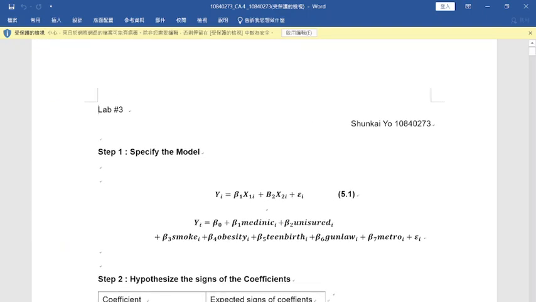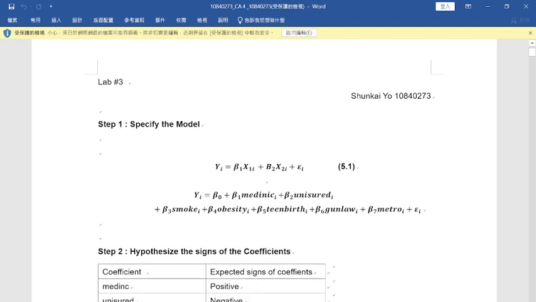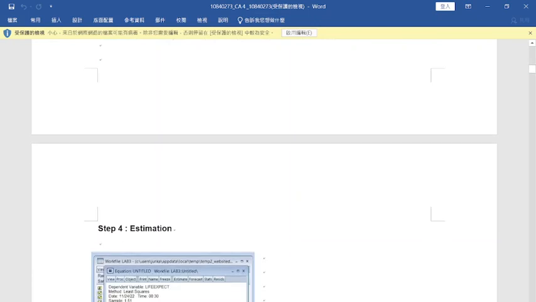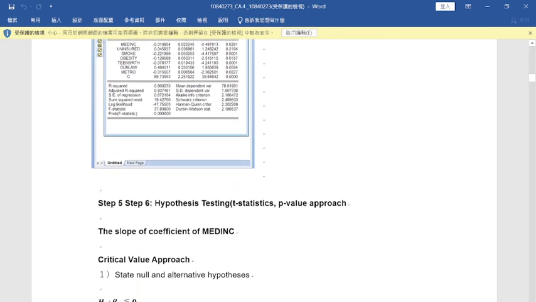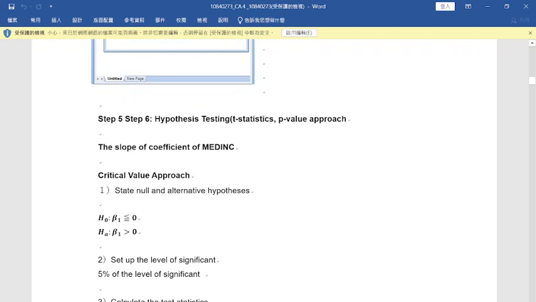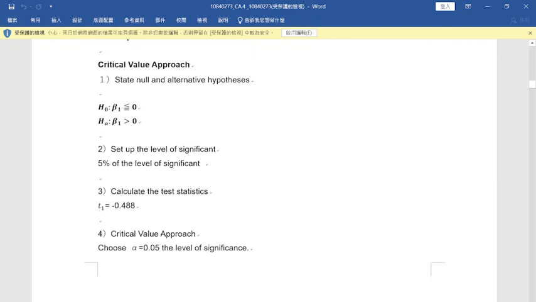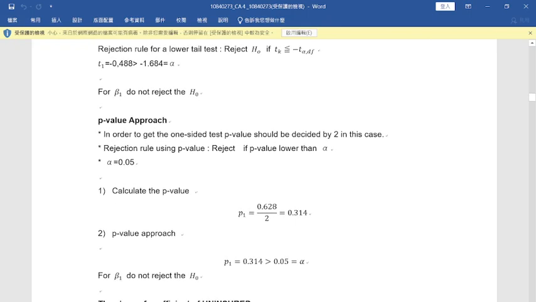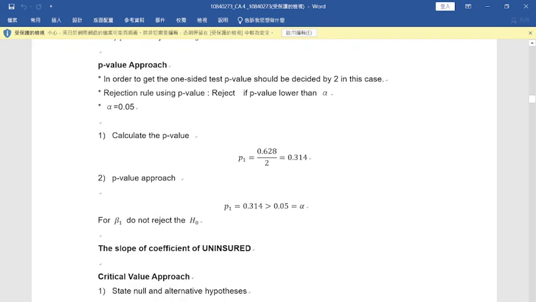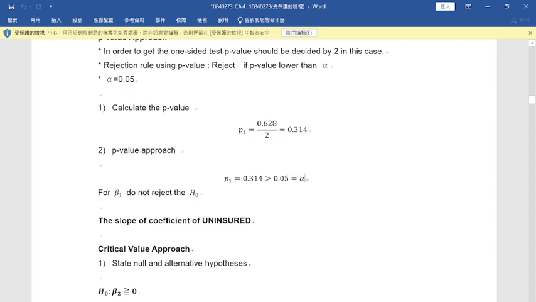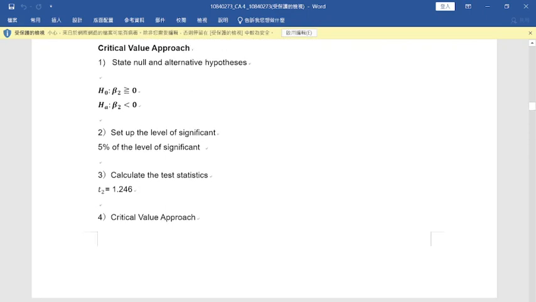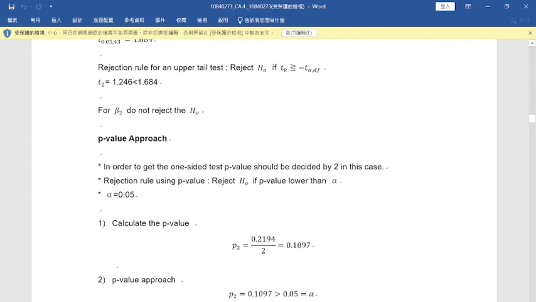Hello everyone. So I'm going to present our discussion. So let's go to my estimation. I combine step 5 and step 6 together. For the medium income, we expect a positive relationship, and then we do not reject the hypothesis here. For the uninsured, we expect a negative relationship, and we also do not reject the hypothesis.